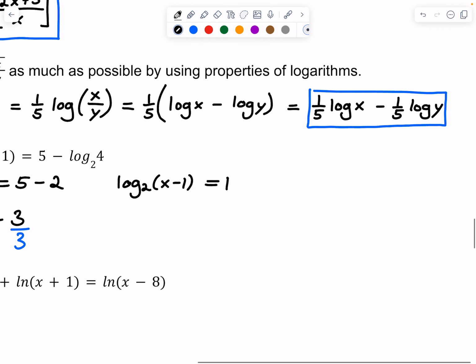Now I can rewrite it as an exponential. My base is 2, my power is 1, and my argument is x minus 1. Then I just add 1 to both sides. And 2 to the 1 is 2, plus 1 is 3. And that should be it. I get 3 equals x.